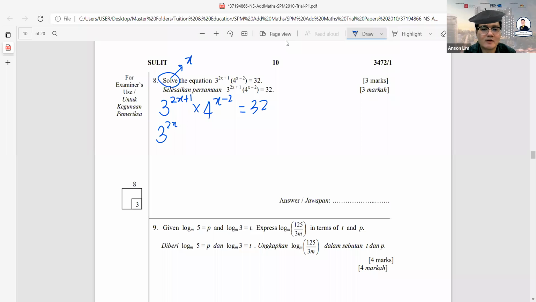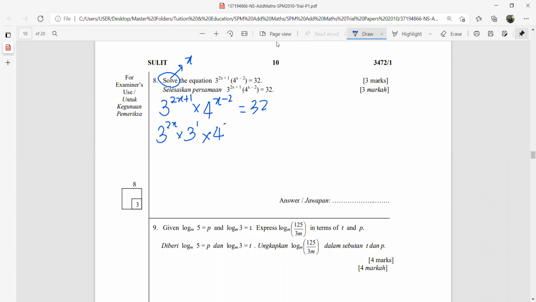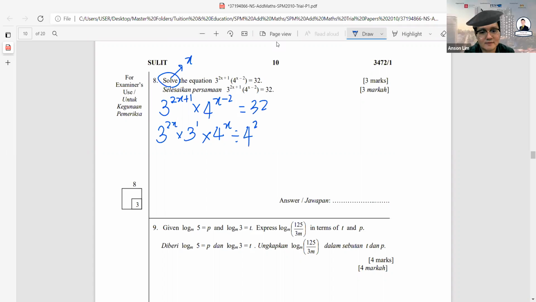Why do I need to split them? Because 3 and 4 are not the same base, and the powers are also not the same. Do you see that? The only thing to do is try to split them first. It becomes like that. Correct? You see? So I need you all to check this out. Can you solve the following question, how to find the x?